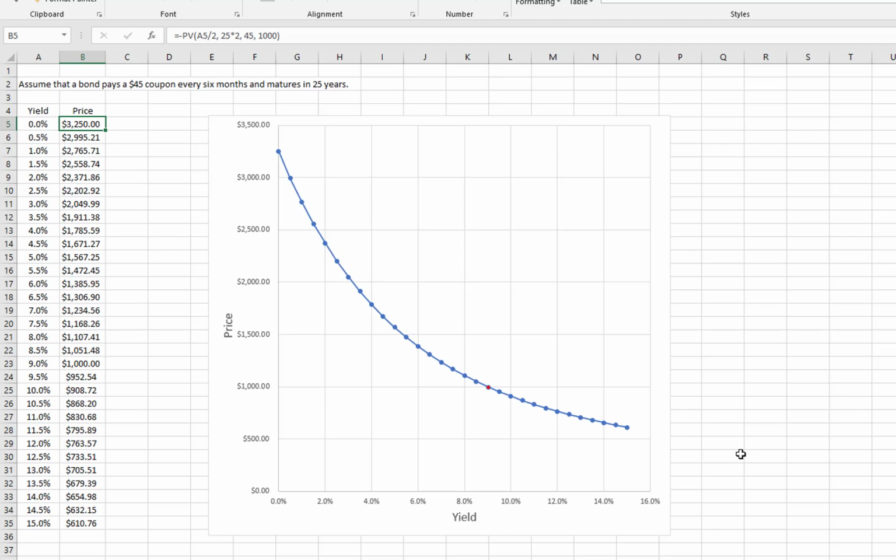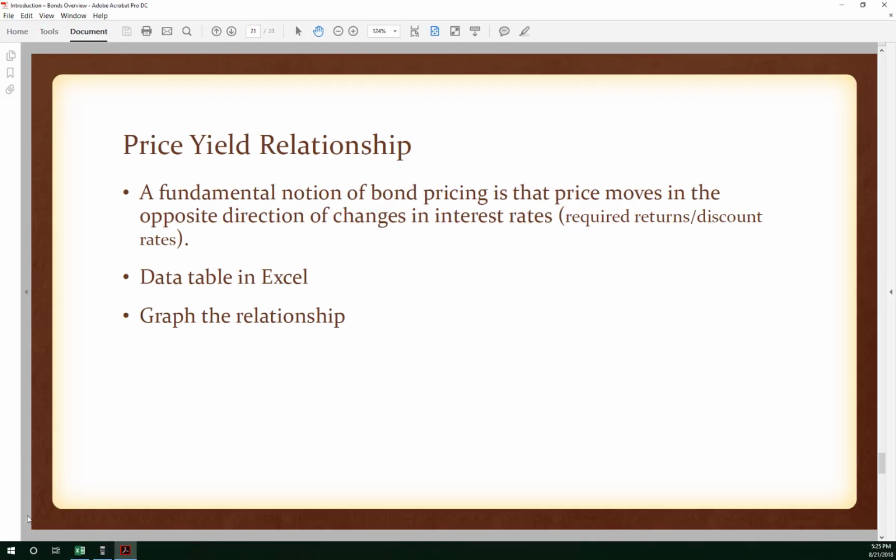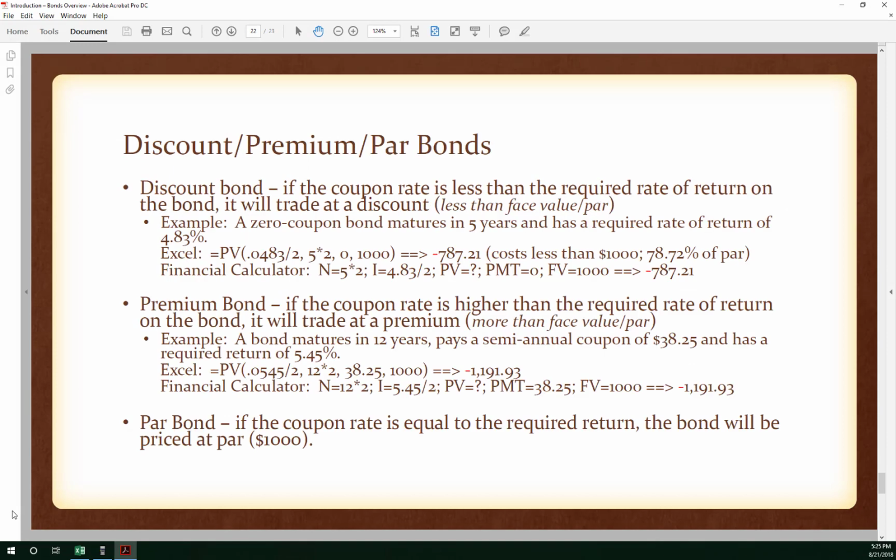If I graph that, I get this kind of convex relationship, and we're going to talk more about convexity in a future video. This curved relationship shows how the bond prices change with changes in interest rates. So as rates go up, the bond price goes down, and it's a very straightforward, very fundamental relationship in bond pricing. So let's move on and take a look at discount, premium, or par bonds.